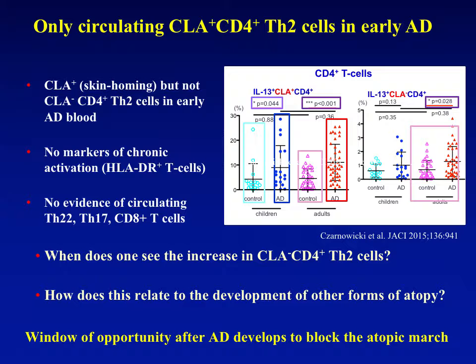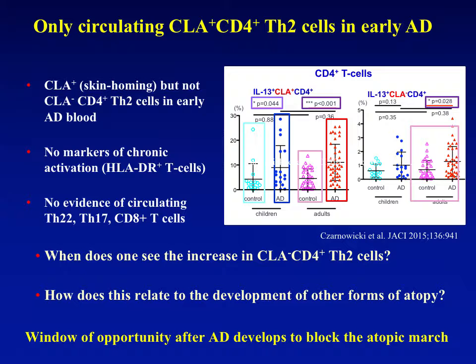So I think this raises an interesting question of when does one see this increase then between the CLA negative CD4 positive Th cells, and how does that relate to the development of other forms of atopy? So it'll be very interesting as we continue studies to look at whether those kids who go on to develop allergic rhinitis or go on to develop asthma have a correlation temporally at that point with the non-skin homing Th2 positive cells in their blood.